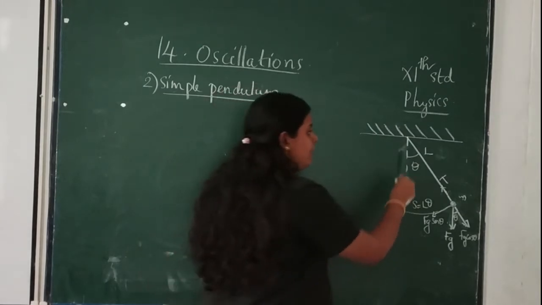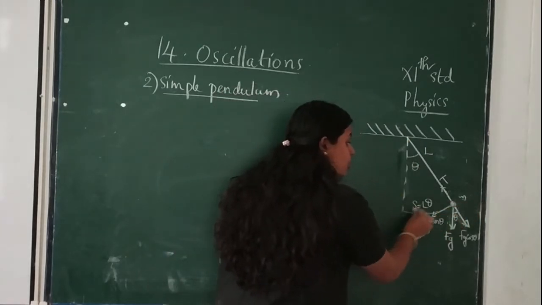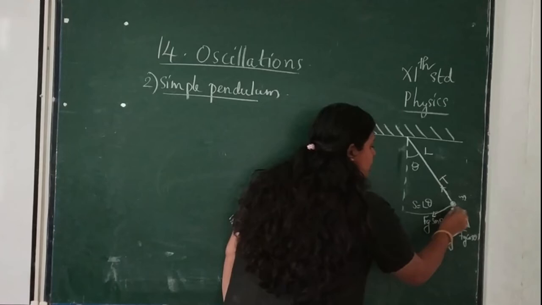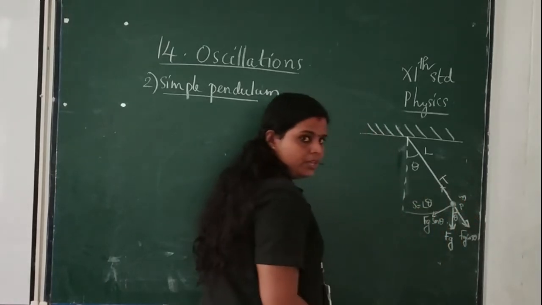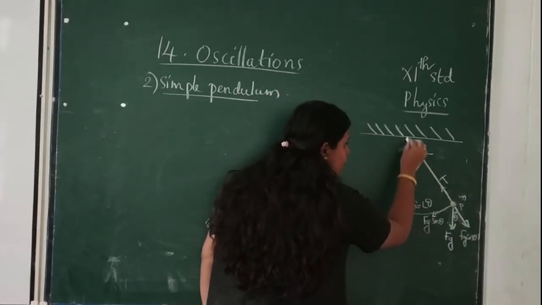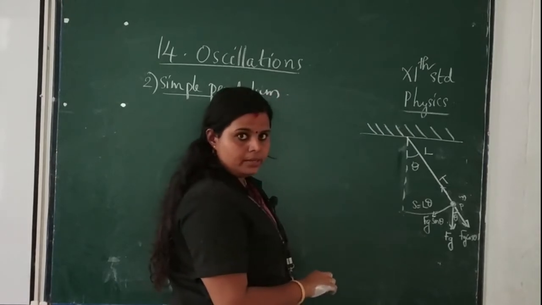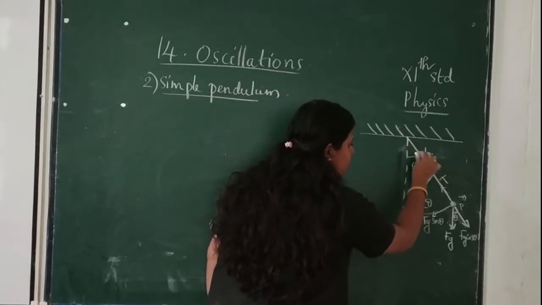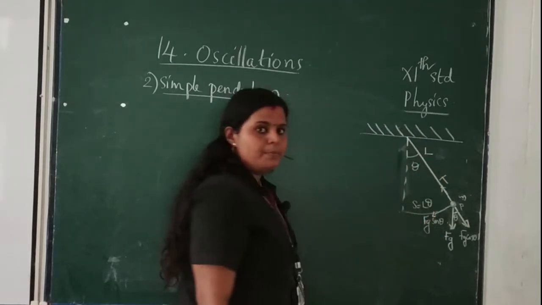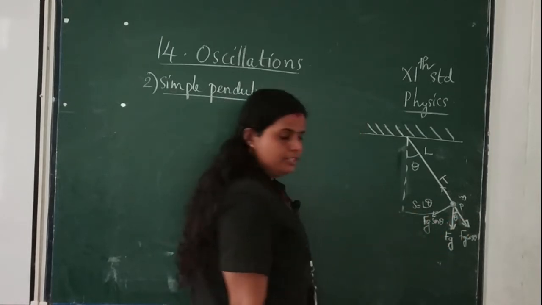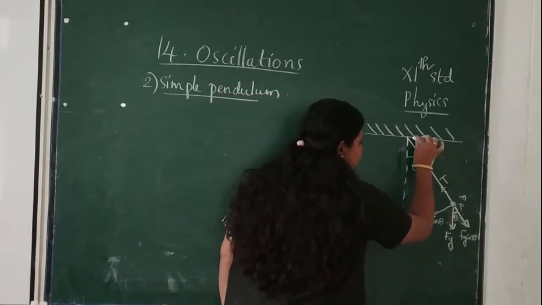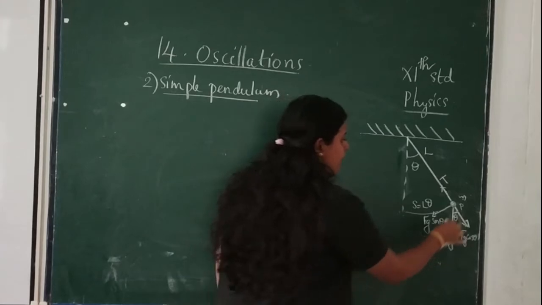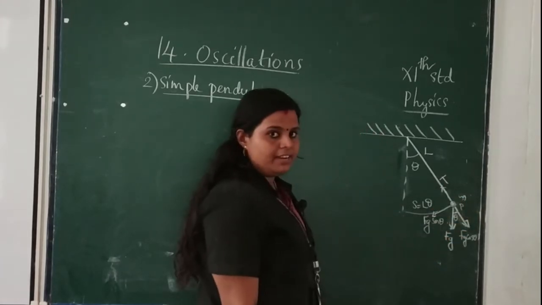So listen children, imagine this simple pendulum starts to oscillate. So initially it is at a position P, and which makes an angle theta with this mean position. This is the mean position. So imagine the simple pendulum is initially at an angle theta with it. Clear? The pendulum has length L, and a bob of mass M is attached.